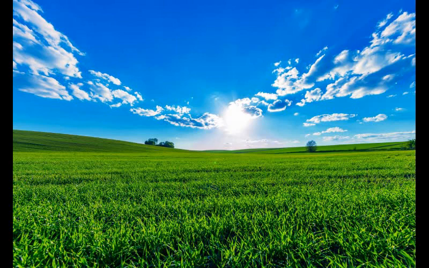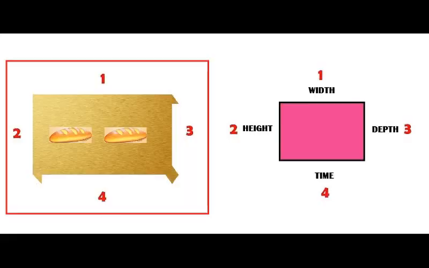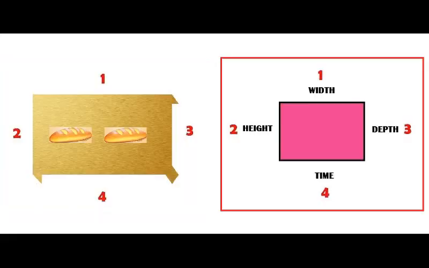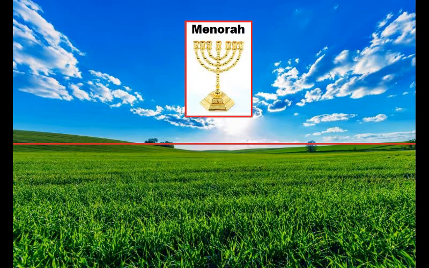According to tradition, these symbols represent the idea that the world has 2 realms. The table with its bread represents the physical realm and refers to our physical need for food. The table is a rectangle with 4 sides, similar to the 4 familiar dimensions of the physical world: width, height, depth, and time. If the table represents the physical realm, evidently the menorah represents another realm of the world.